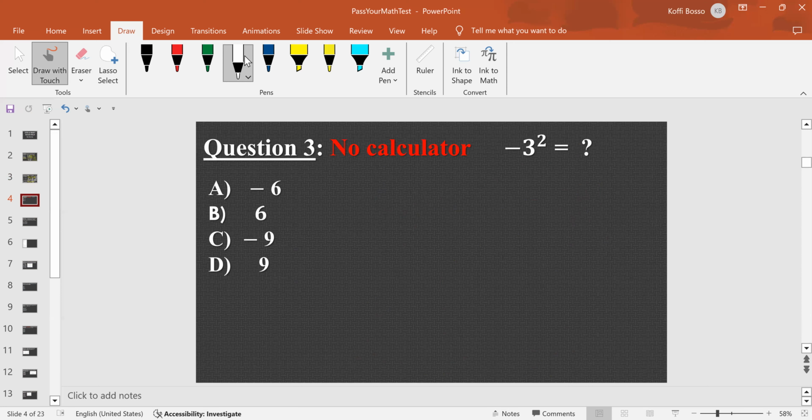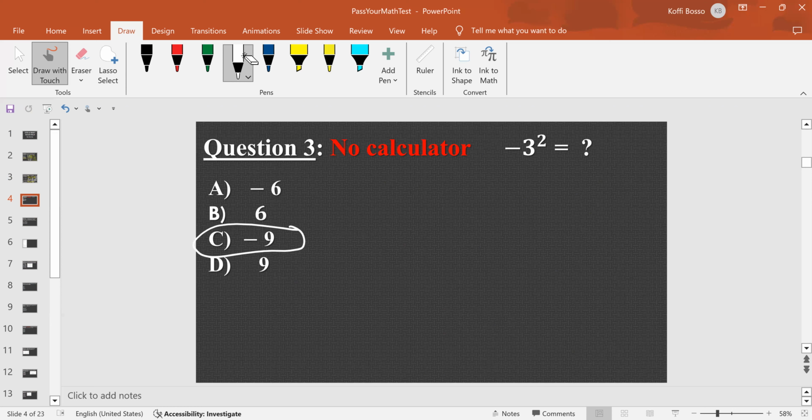Question number 3. For this question, they say no calculator because it's something we can do without a calculator. They say negative 3 raised to the second power. It's going to be a mistake if you choose negative 6, because negative 3 raised to the second power is not negative 6. It's also a mistake if you choose 6 or 9. But the correct choice has to be negative 9.